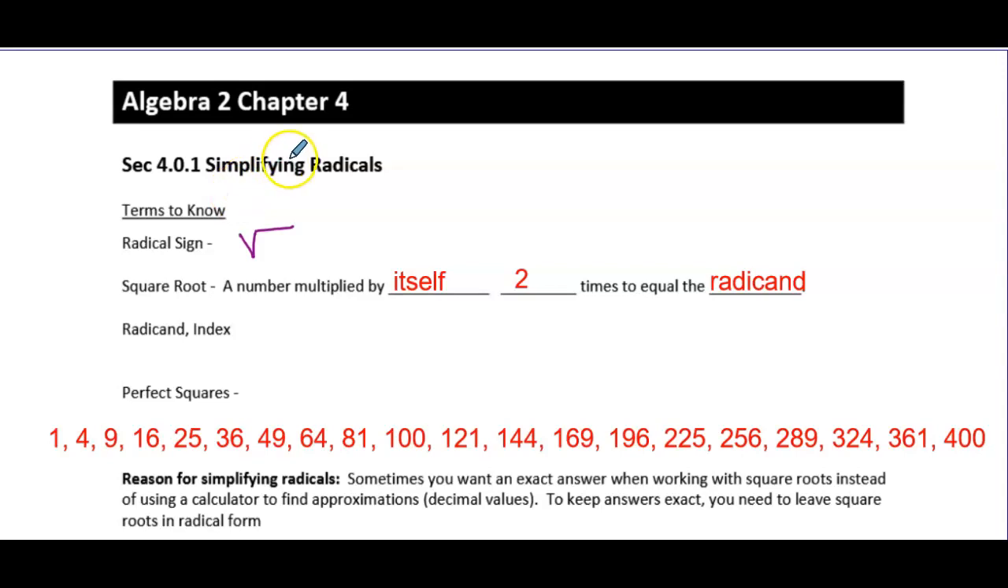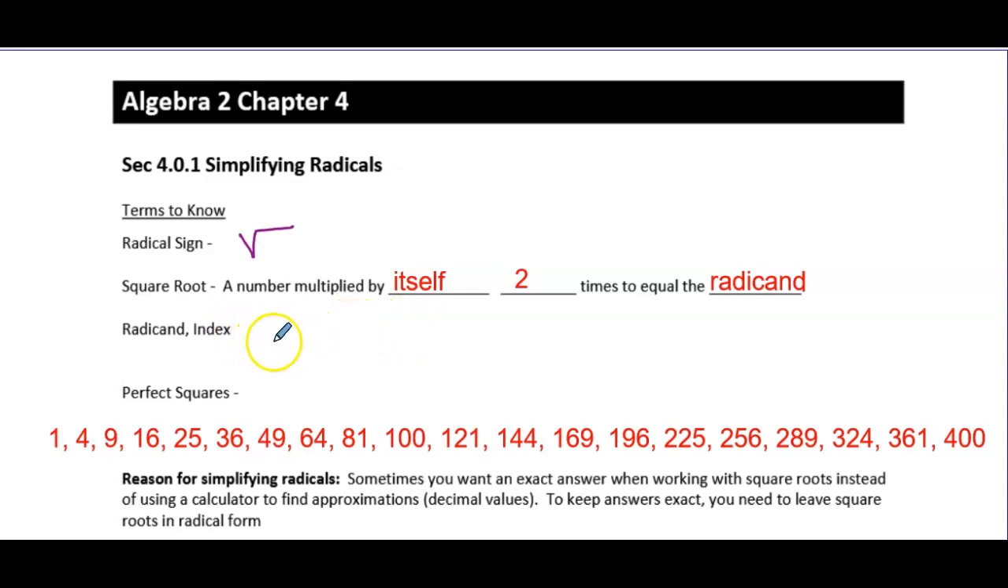All right, we're beginning with Unit 4 here about simplifying radicals. This material should be familiar to you. Hopefully it'll ring a bell, but if there's some new stuff, then you'll be able to pick it up from here. So a radical sign is the symbol that you're used to seeing for a square root. Square root is defined as a number multiplied by itself 2 times to equal the radicand.